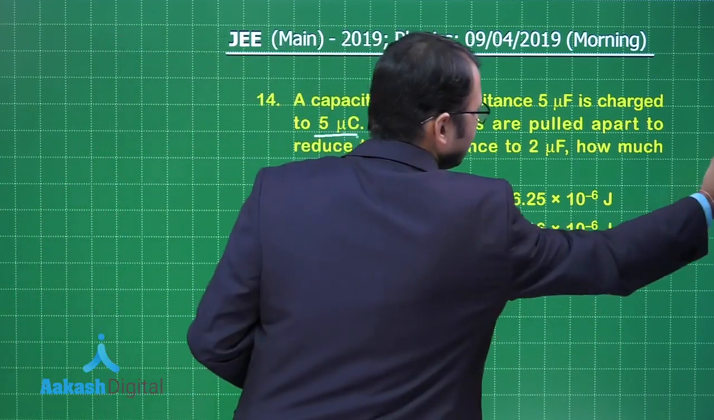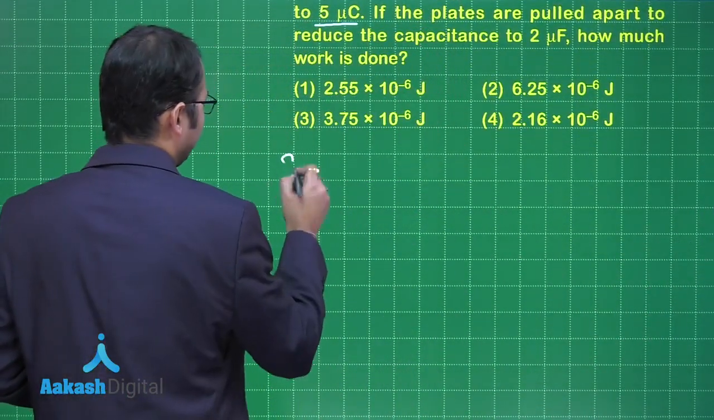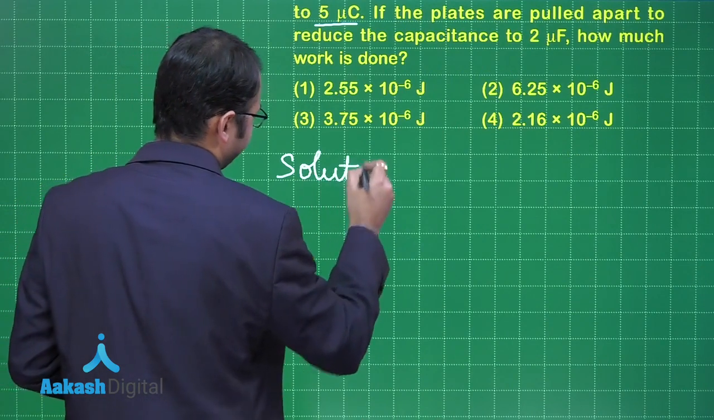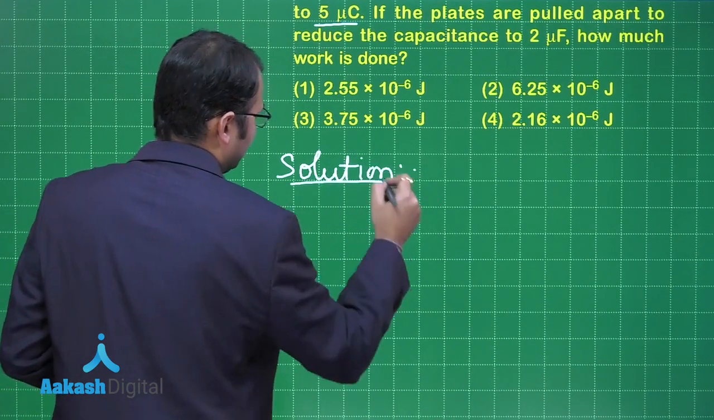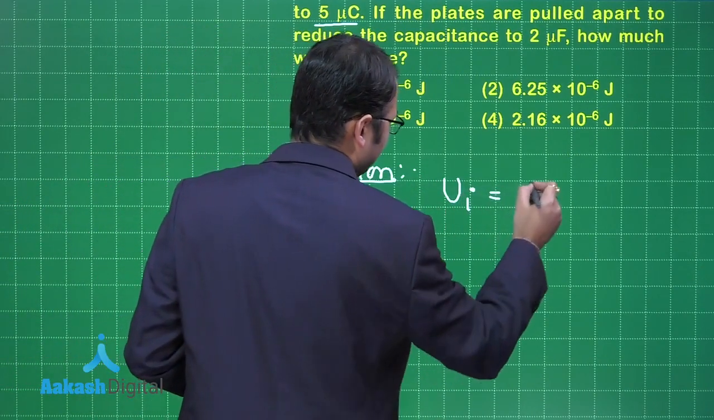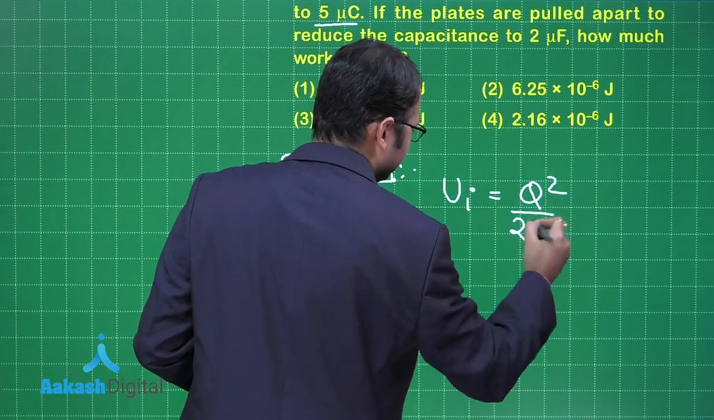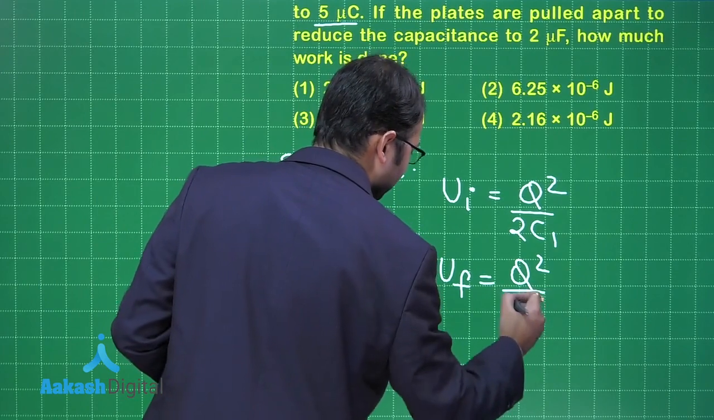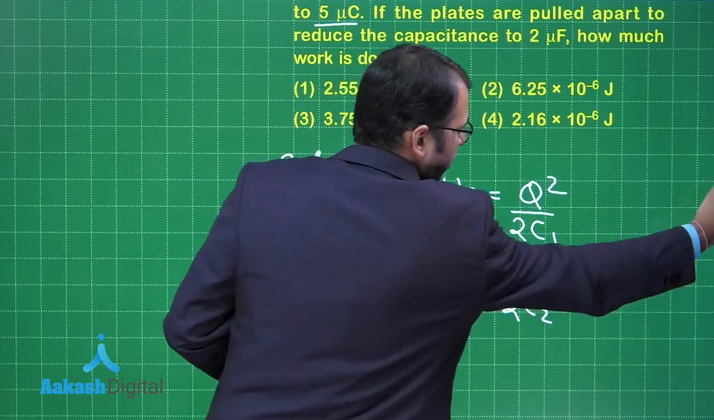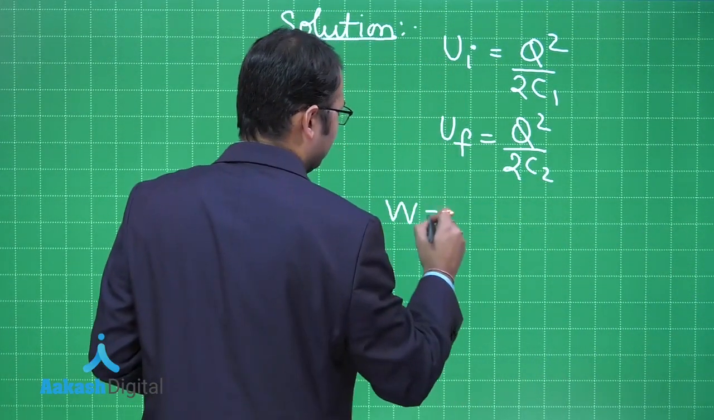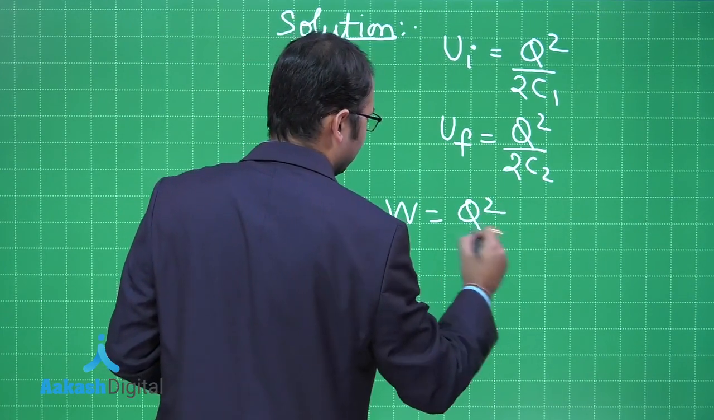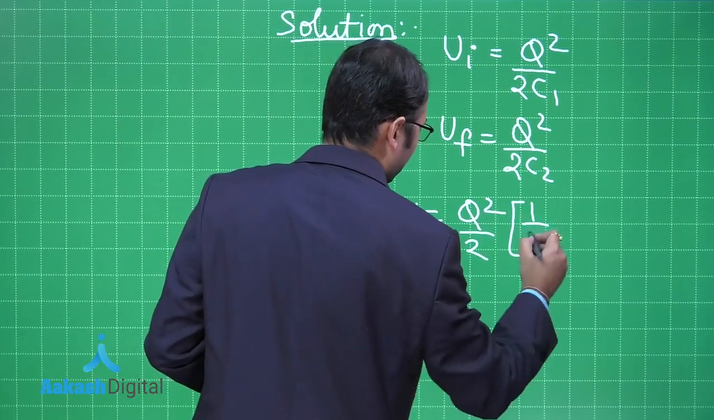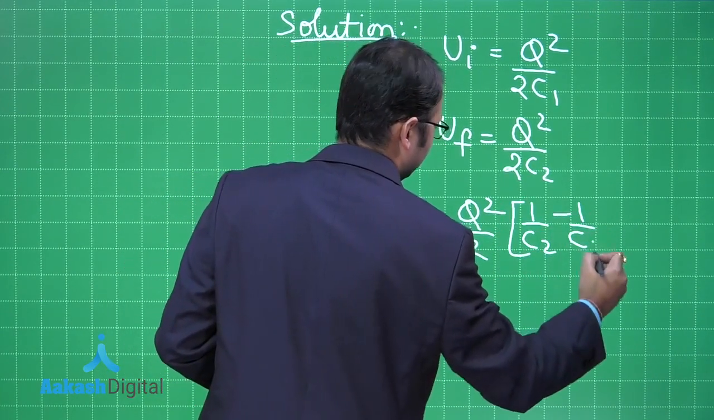Simply it is the difference of the potential energy between the final and initial states. So what was the initial potential energy? That would be Q square by twice of C1. What is the final potential energy? That would be Q square by twice of C2. Now let's put down the values. So work done would be equal to Q square by 2, 1 upon C2 minus 1 upon C1.